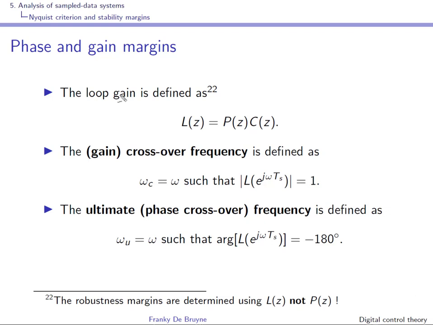In summary, the phase and gain margins can be obtained from the loop gain that you see over here, and they cannot be obtained from PZ, as I often hear at the time of the exam. So what you need to do is determine the gain crossover frequency, the frequency at which the gain of the loop gain is 1, and the ultimate or phase crossover frequency, and this is the frequency at which the phase shift of the loop gain is minus 180 degrees.